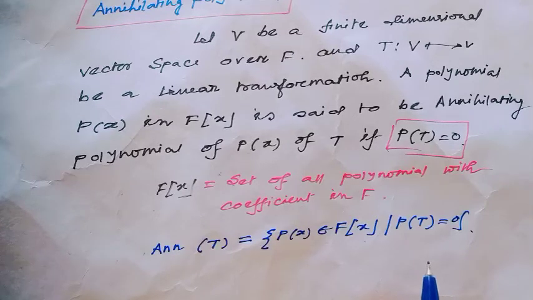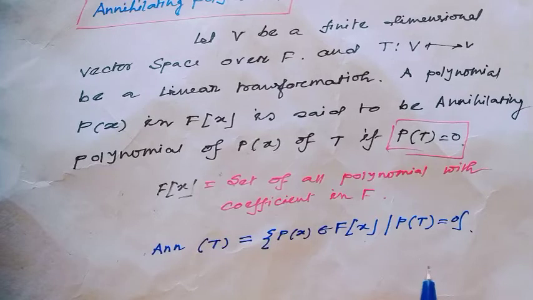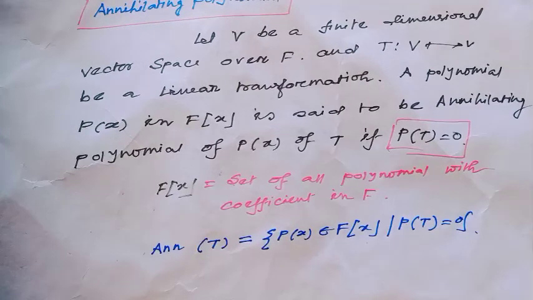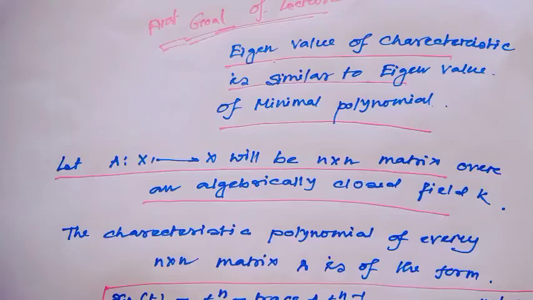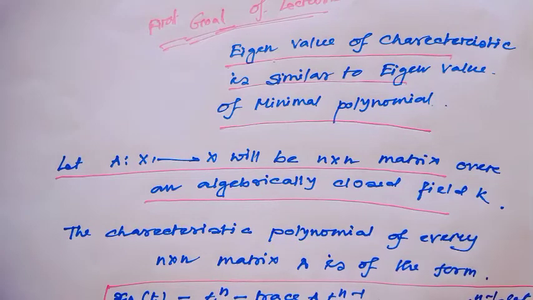I had seen the characteristic polynomial and minimal polynomial all belong to the annihilating polynomials. And there exist more annihilating polynomials besides the characteristic polynomial and minimal polynomial, because annihilating polynomials means the set of those polynomials which, when substituted with T, the value would be the 0 operator. Okay? Now recall the characteristic polynomial and minimal polynomial.